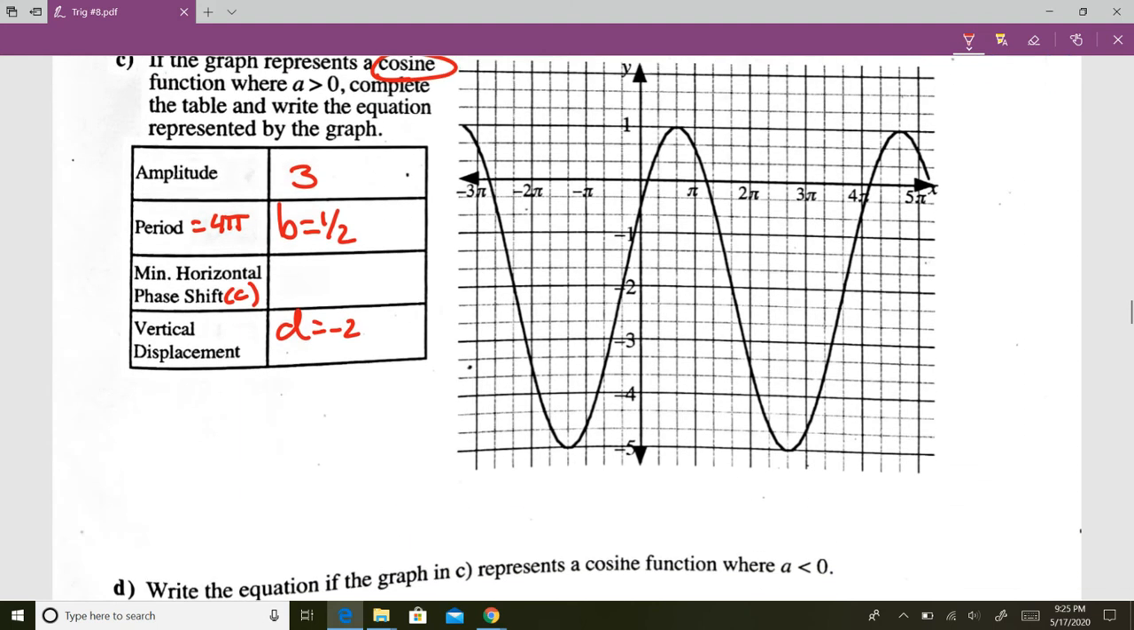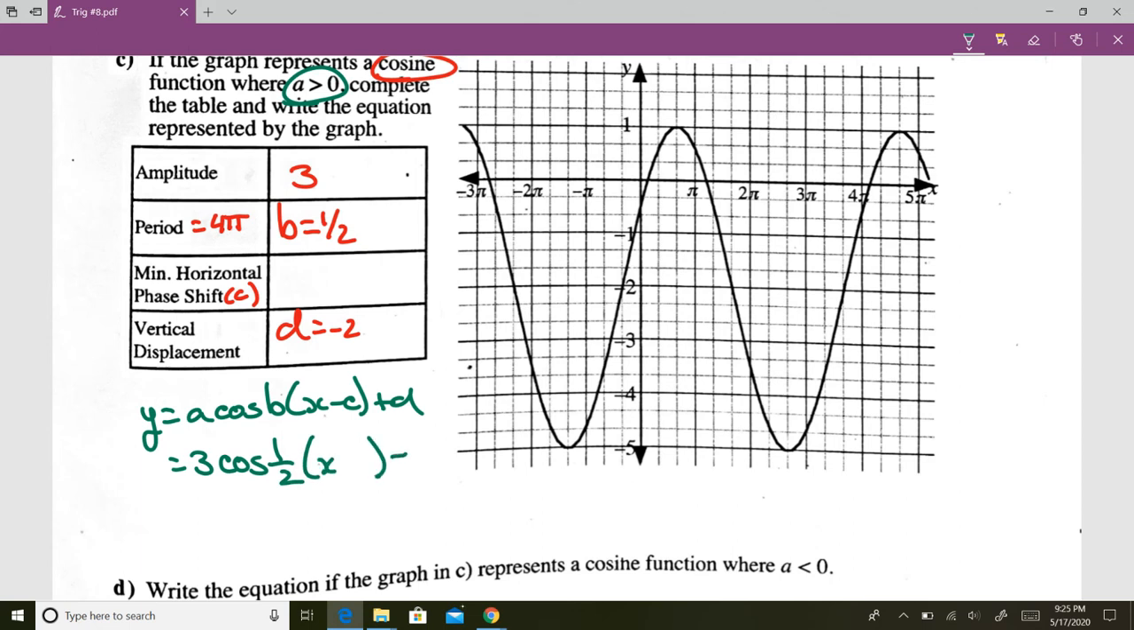All right. Well, we can write out the equation. Give it in green. A cos b x minus c is c. And this is the positive one. A cos, b value 1/2 x. We'll deal with c in a sec. D value minus 2. Now, cosine graphs, remember, they look like this.